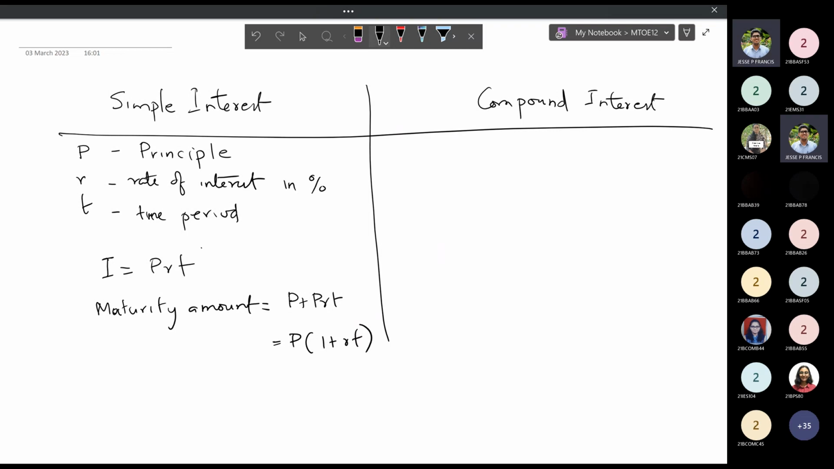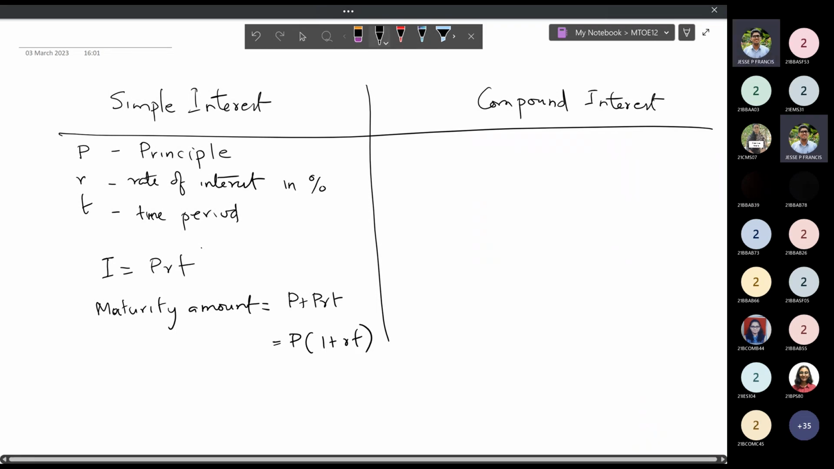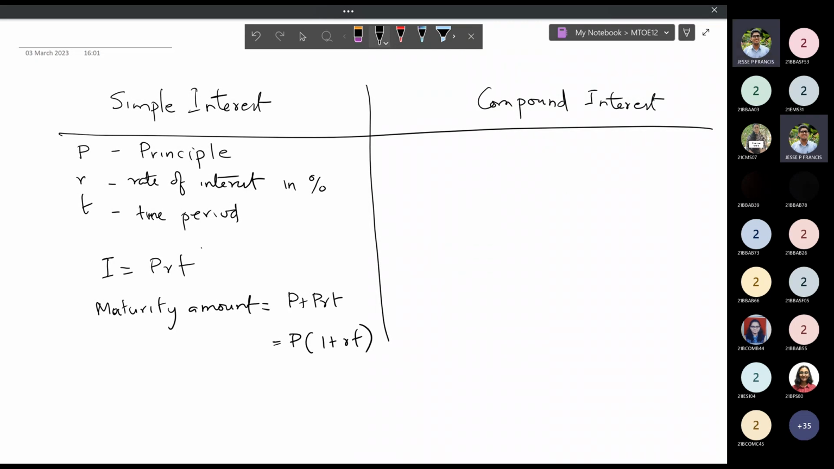But there's a tipping point. After a few years, if it's a longer term deposit, it turns out compound interest may bring you a higher return than simple interest. Well, what was the formula for compound interest? Can someone help me out with the formula for compound interest? There was P for sure, and there was some N, there was some T, and there was some R. R is rate of interest.